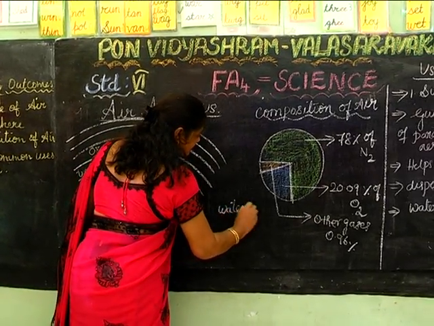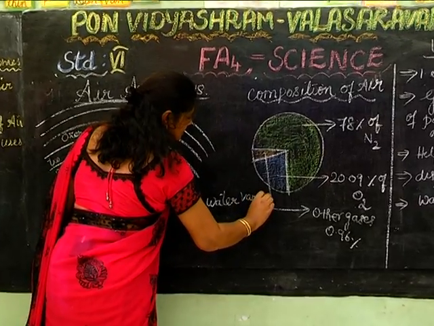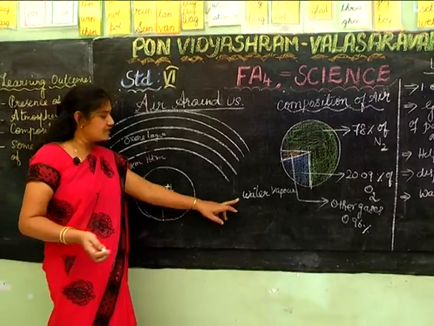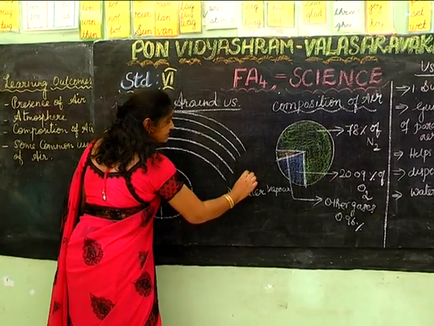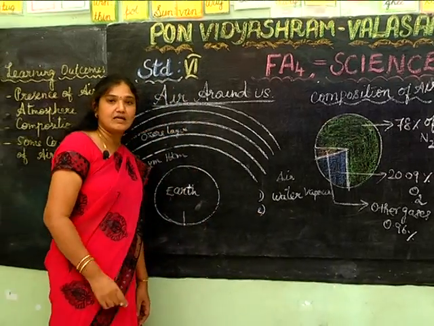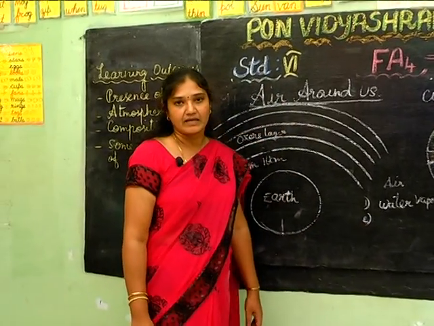But the amount of water vapor differs from place to place. So the first component of air is water vapor. Now let us see what is the next one present in the air.